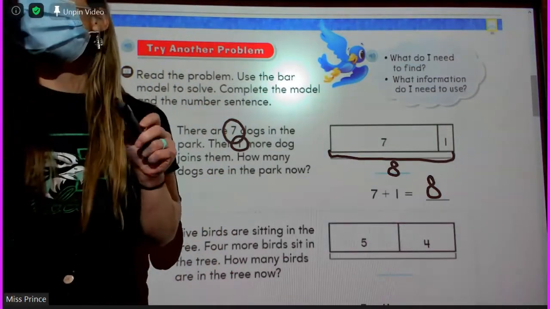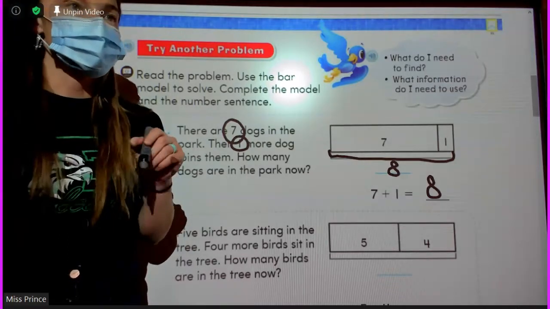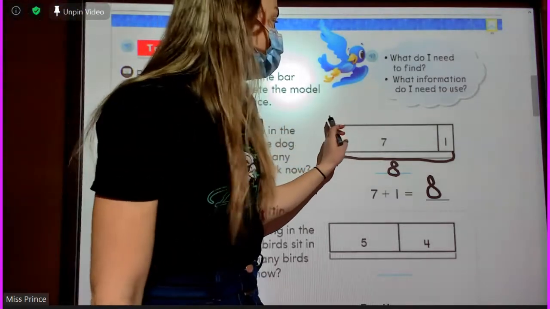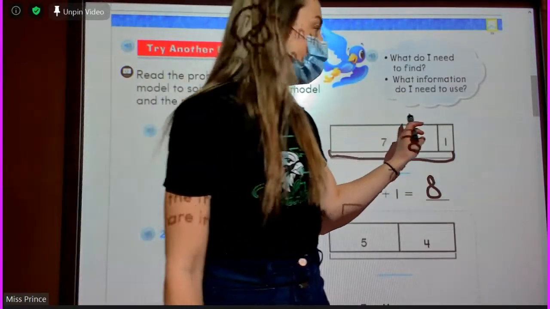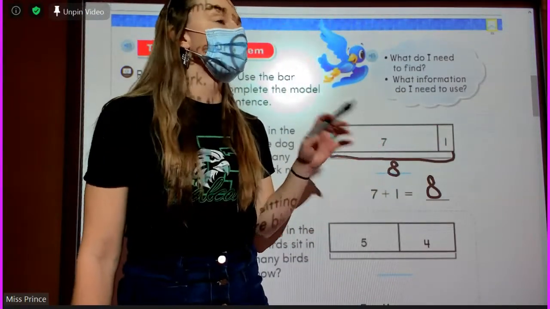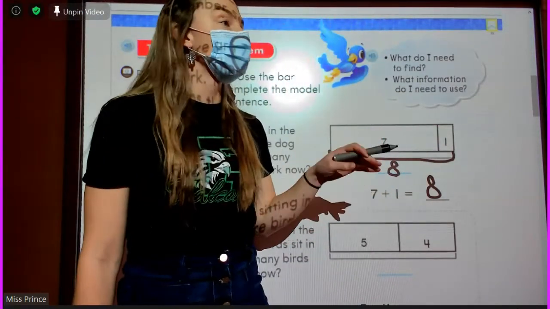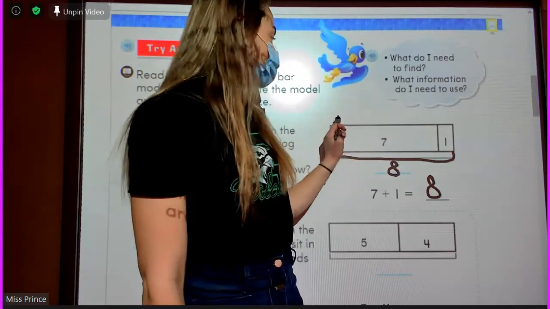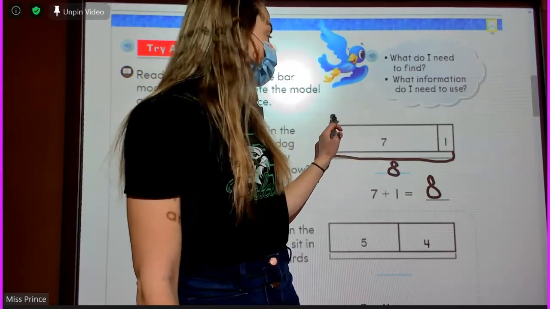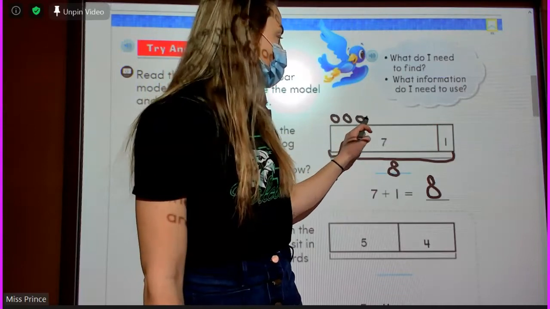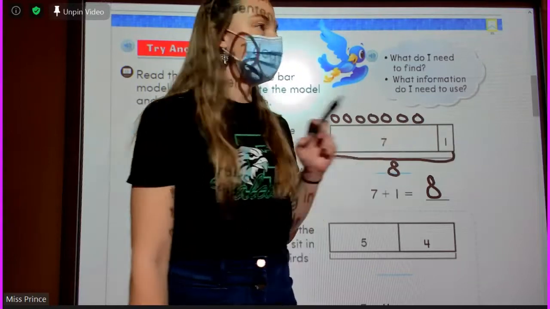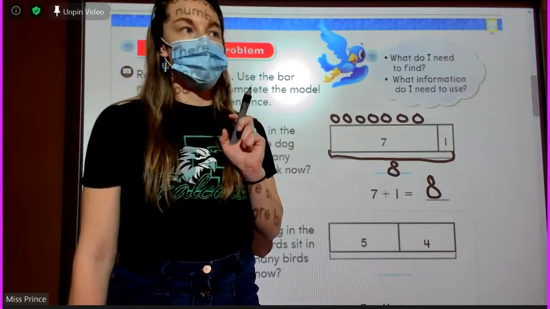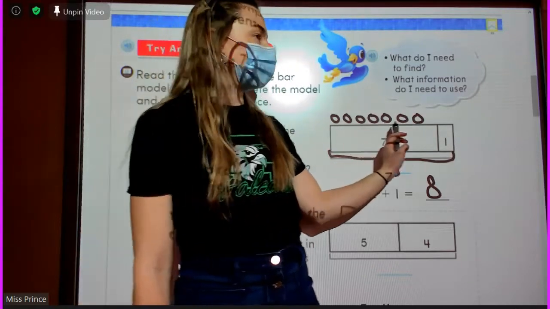Something else that I want to show you guys that you could do to help you out. You could draw little circles above your bar model, but you only draw as many circles as the number says. So if this part here says 7, how many circles do I draw here? 7. So make sure you have enough room. 1, 2, 3, 4, 5, 6, 7. Go ahead and draw your circles.